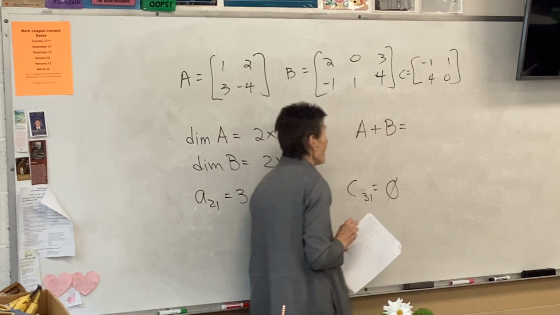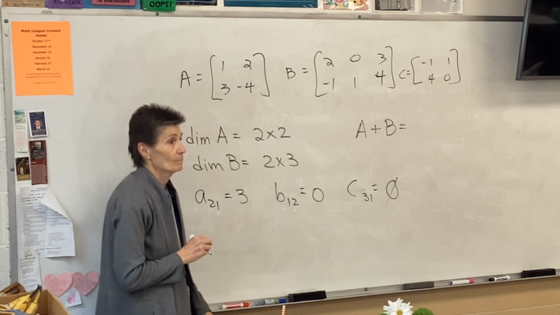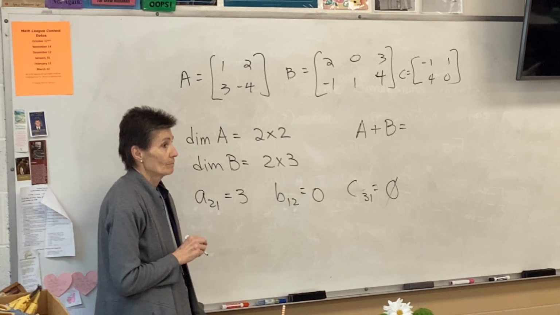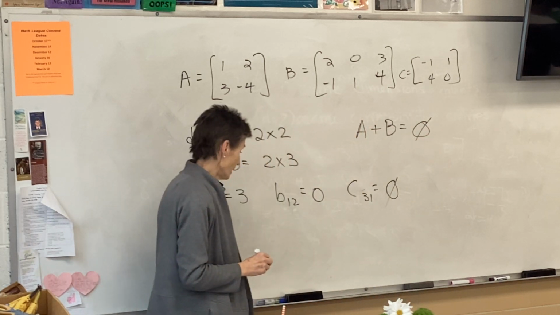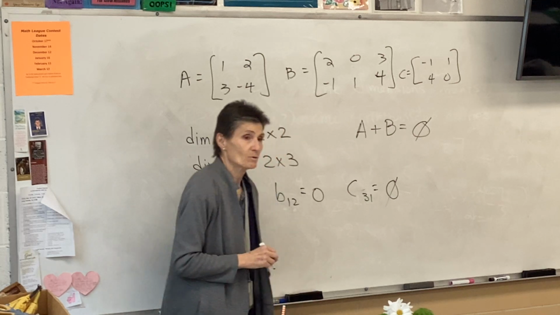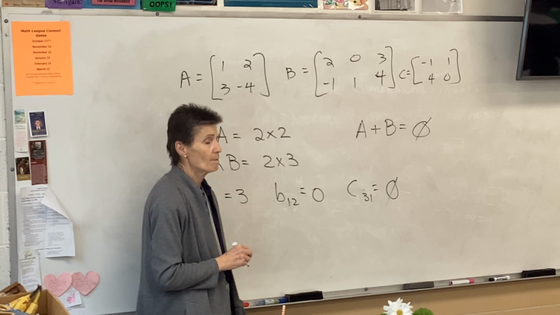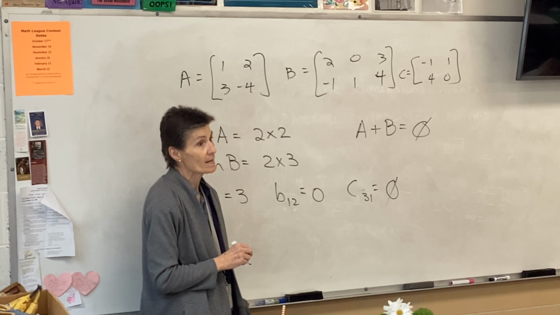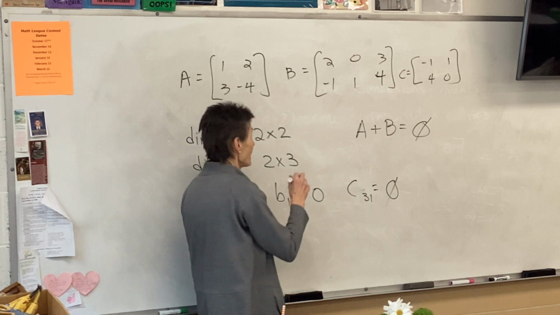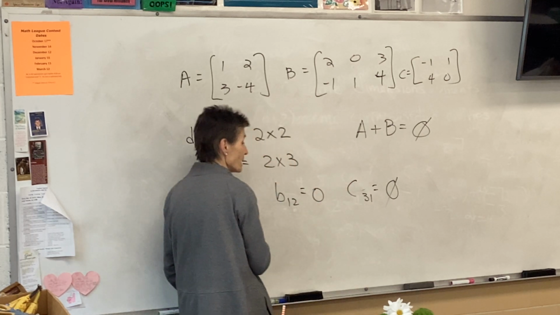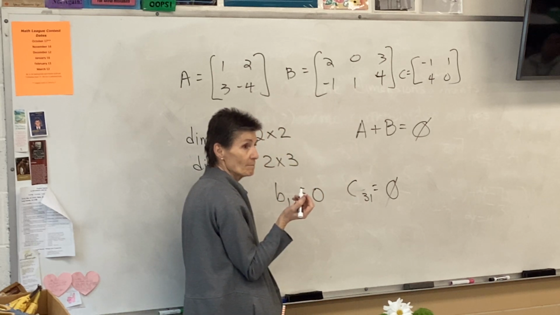All right. Now we're going to add A and B together. We can't. There are a lot of things we can't do in matrix land. And one is we can't add them unless they have the same size. Because when I add them, I am going to be adding their corresponding entries. And A and B are not the same size.